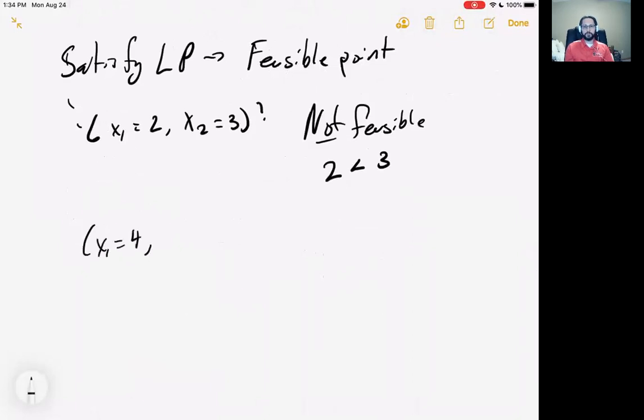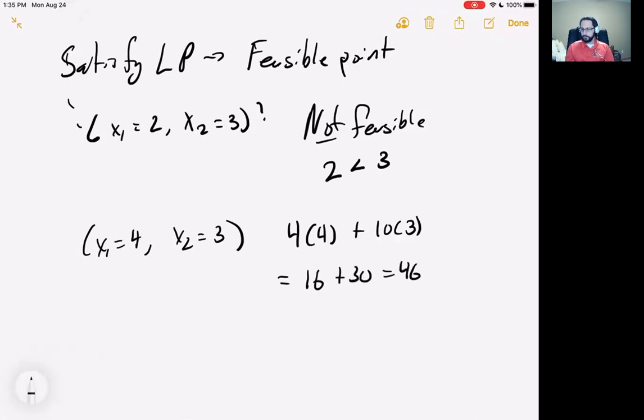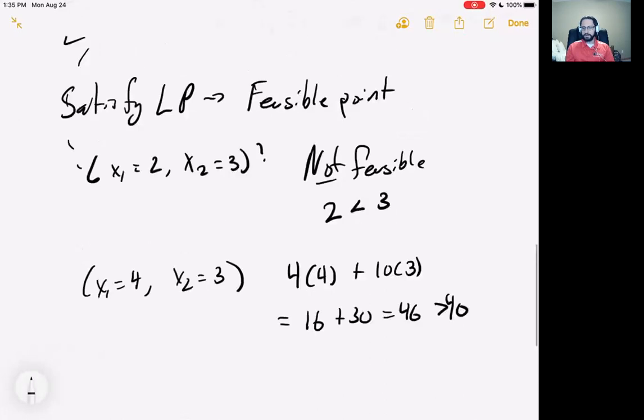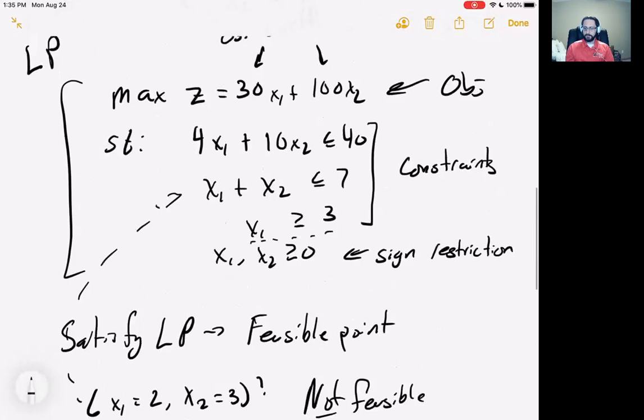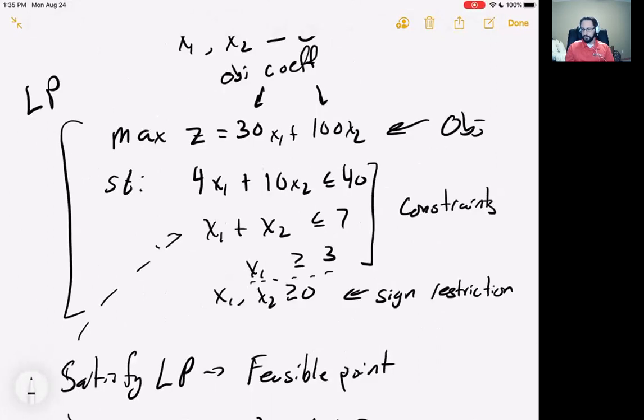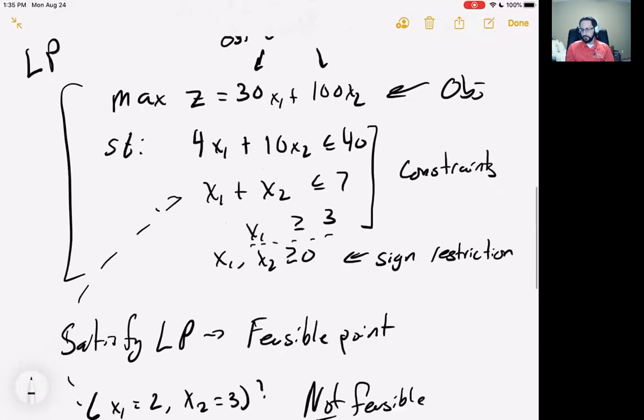Is this point feasible? Does it satisfy the constraints? I'm going to plug this into the first constraint equation. This quantity is 16 plus 30, which is 46, but the constraint says it should be less than or equal to 40, and it's not. So this point is not feasible.